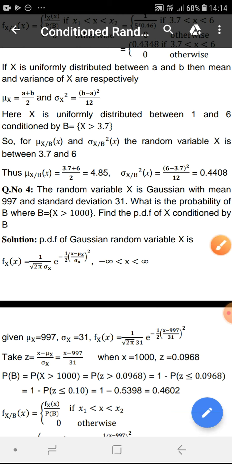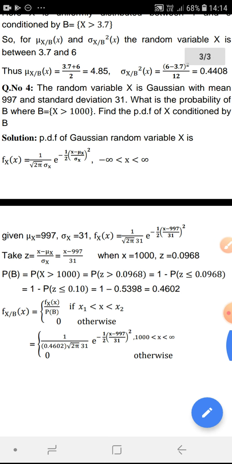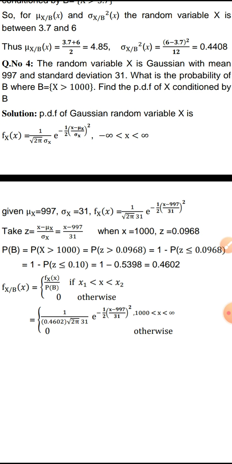Question number 4. The random variable x is Gaussian with the mean 997 and standard deviation 31. What is the probability of the event B, where B is the set of all those values of the random variable x greater than 1000? Find the PDF of x conditioned by B. So the conditional probability density function you need to calculate. But before that, the probability of the event B also has to be calculated.